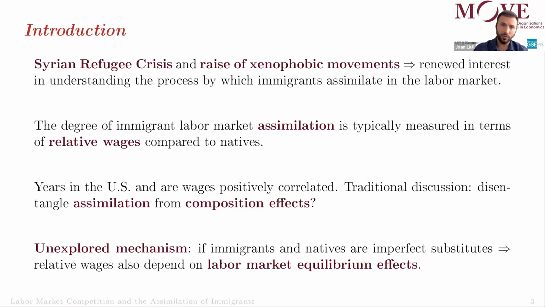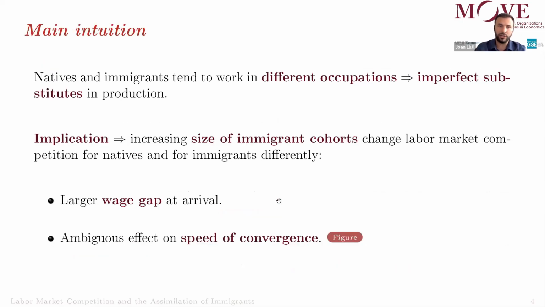What we think here is that immigrants and natives are imperfect substitutes in production, which is also a topic that's been recurrent in the wage effects of immigration literature. Then, given the changing sizes of immigrant cohorts that we observe in the data, this means that this rate of relative convergence must be affected by labor market equilibrium effects. So I'm going to try to give you the intuition of what we're after in this first slide.